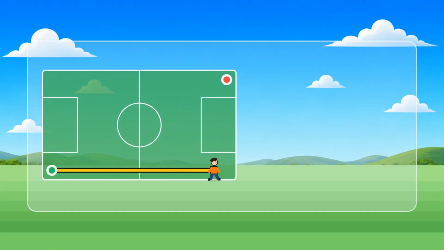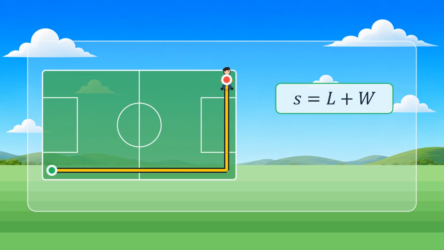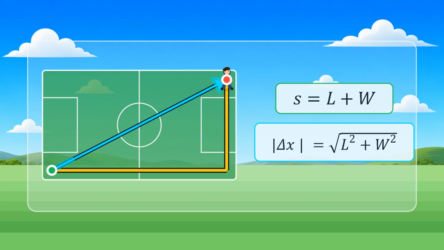A football field gives exactly this geometry. If a player runs along the length of the field and then along its width, the distance traveled is the sum of those two sections. The magnitude of displacement is the diagonal of the rectangle.